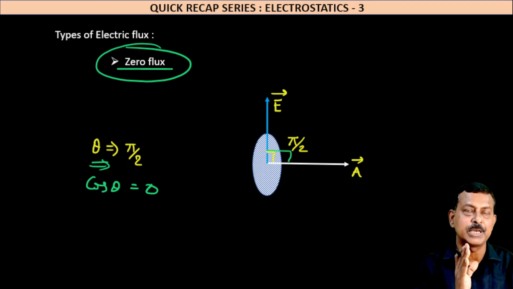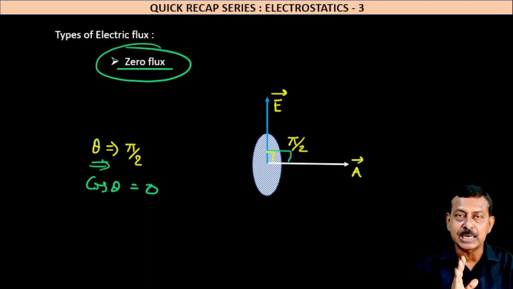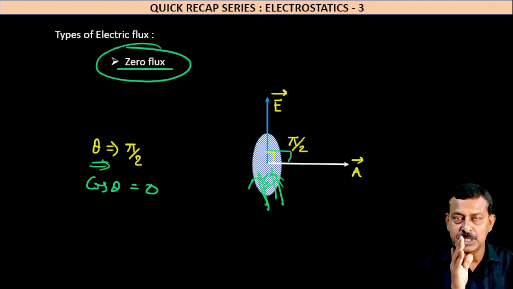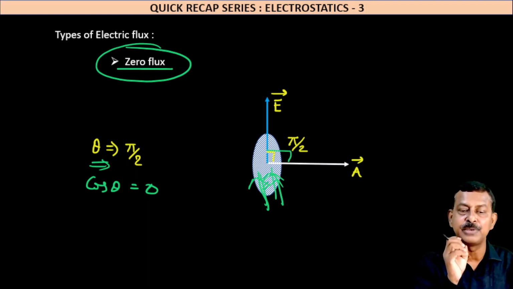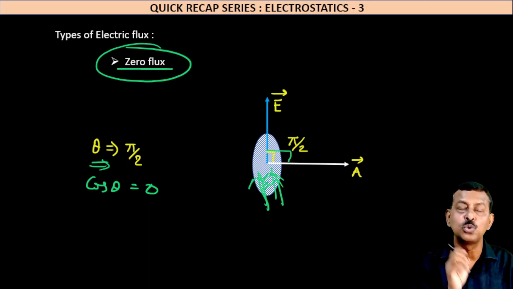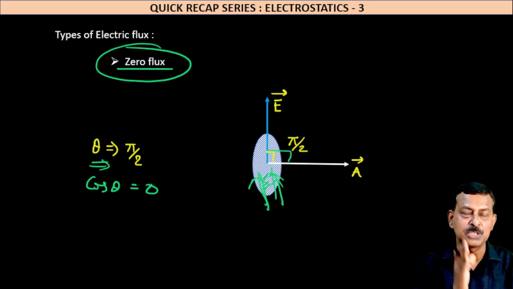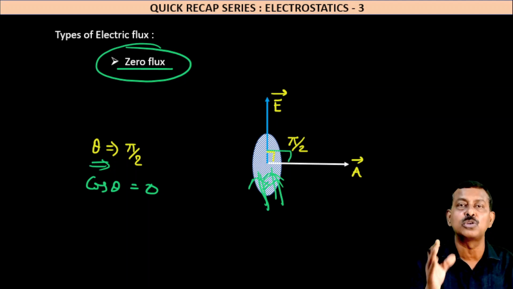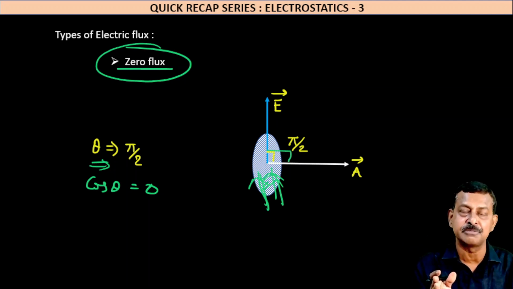And if it is 0, then the flux will be 0. So anywhere, if the electric lines of force are grazing the surface, in that case, the angle between the electric field and vector area will be 90. And in such a situation, we can say that we have zero flux. That means no electric lines of force will pass through this surface. They will be just grazing. It will not come out of the surface or enter into the surface.